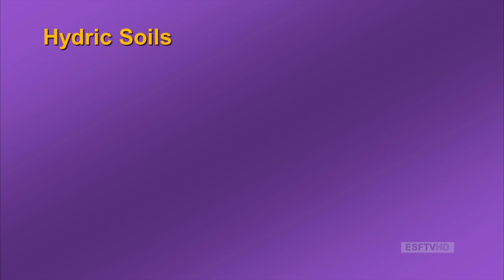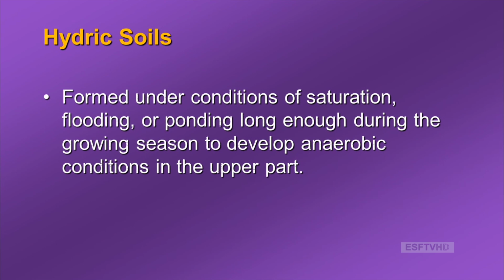So let's start with a hydric soil. Okay, those are the 3 things. So you need 2 of the 3 to identify a wetland. Hydric soil, another definition: hydric soils are soils formed under conditions of saturation, flooding, or ponding long enough during the growing season to develop anaerobic conditions in the upper part.